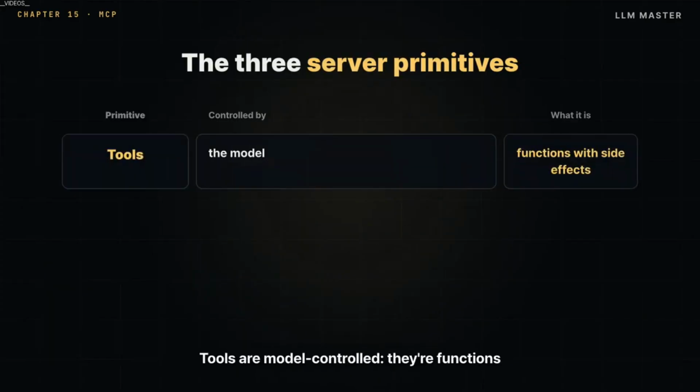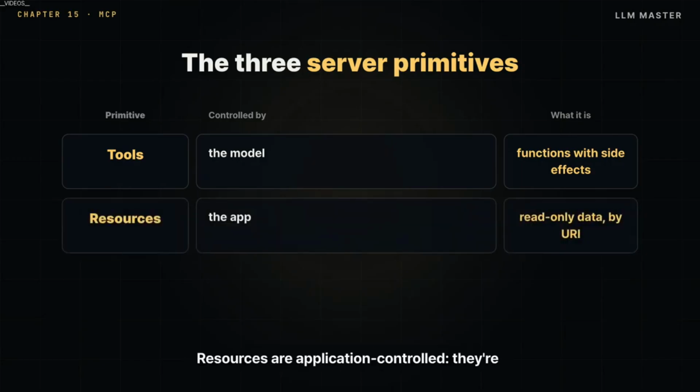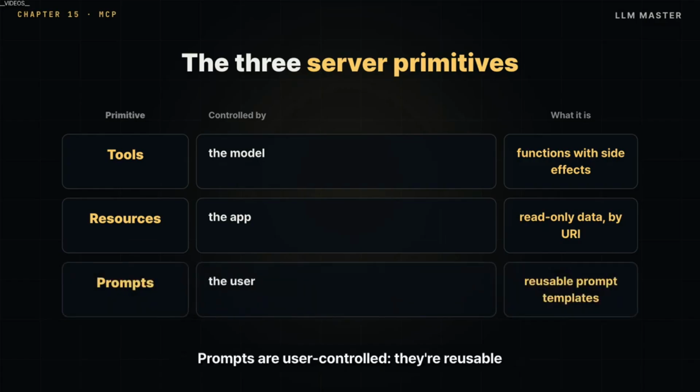Tools are model controlled. They're functions with typed inputs, and the model decides when to call them. This is the classic tool calling surface, and it's where side effects live. Resources are application controlled. They're read-only data, each addressed by a URI, a file, a database row, a document, and the host decides which ones to pull into context, not the model. Prompts are user-controlled. They're reusable, parameterized prompt templates that a user explicitly invokes, like a slash command in an editor.